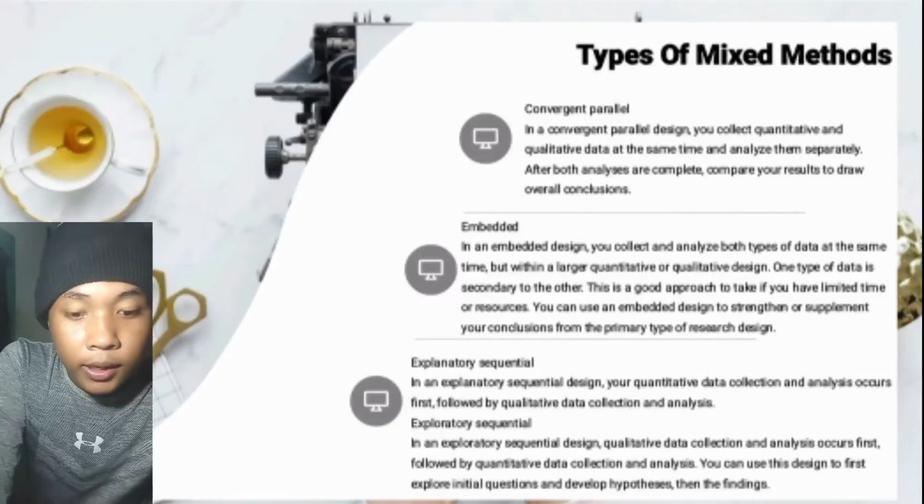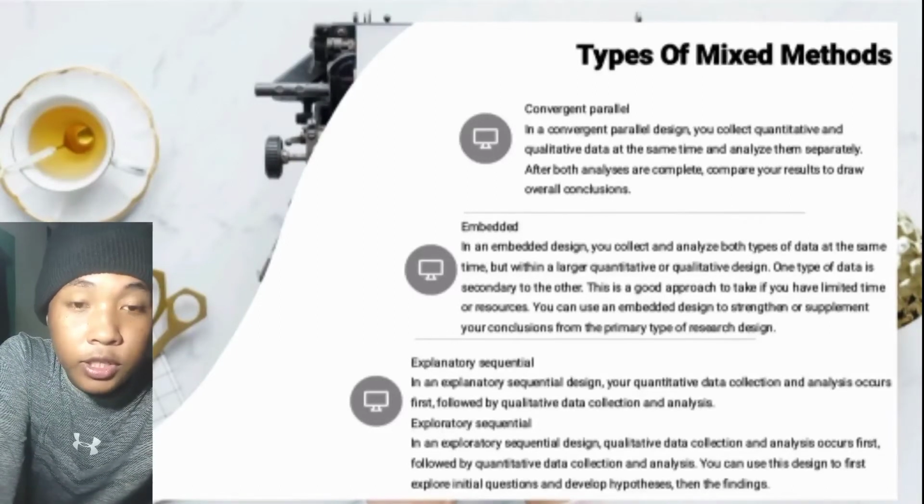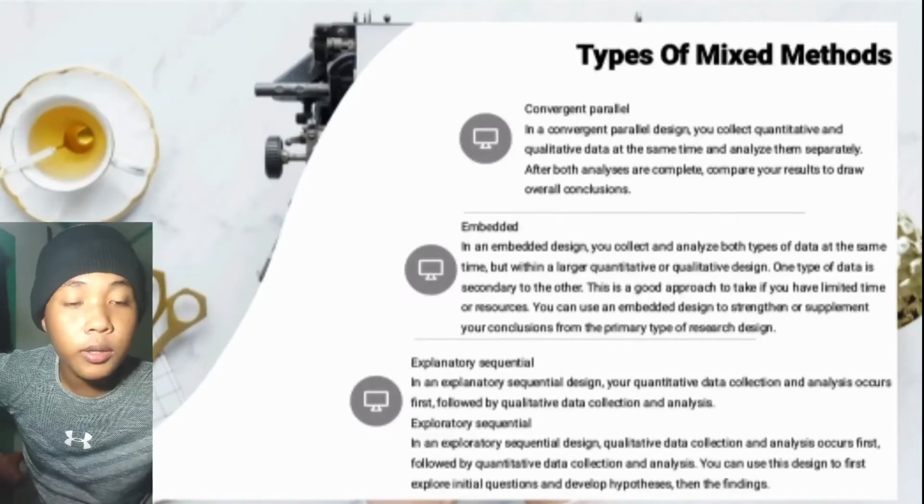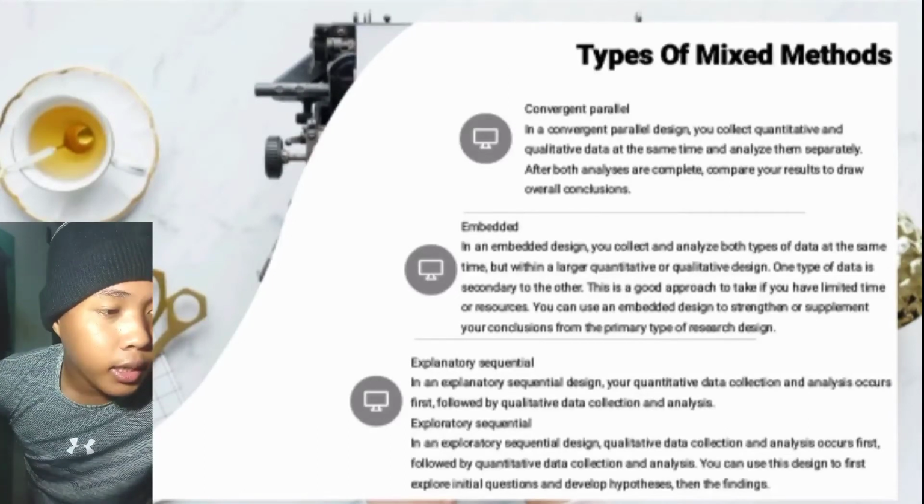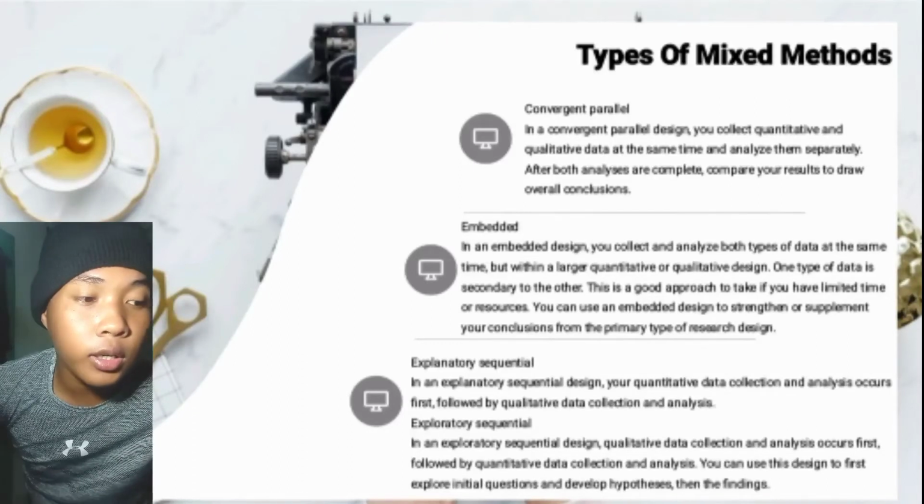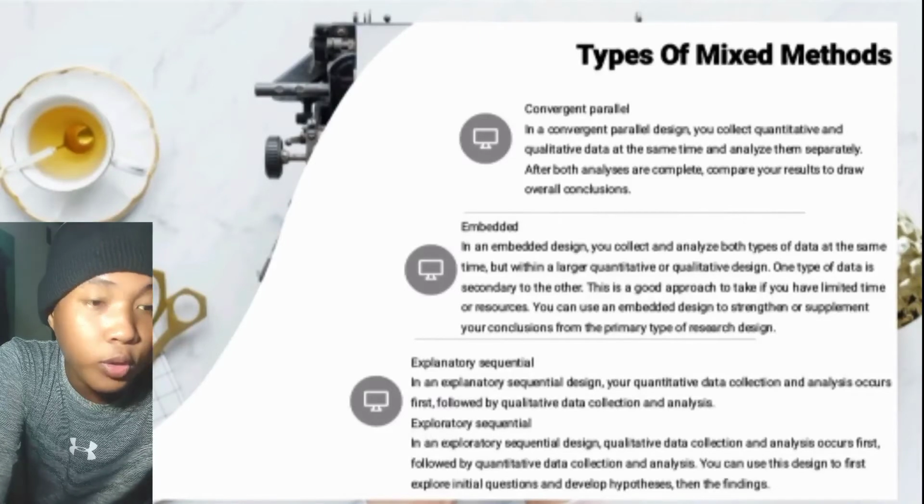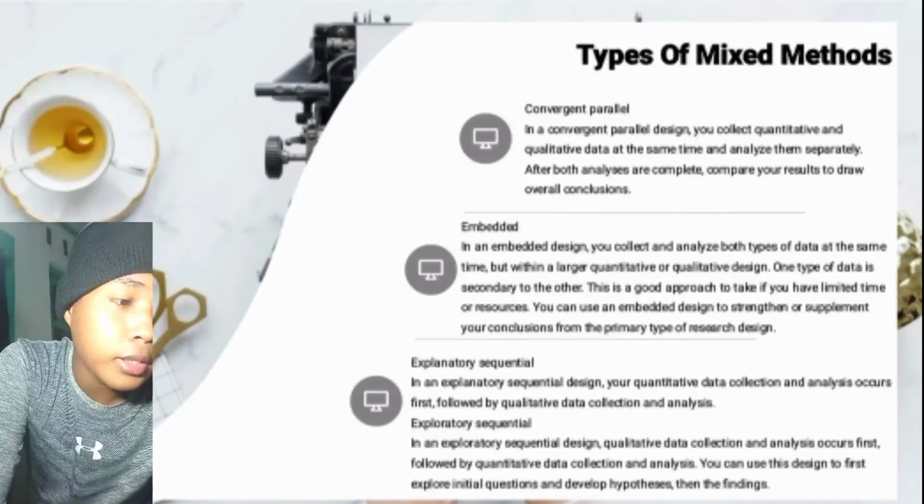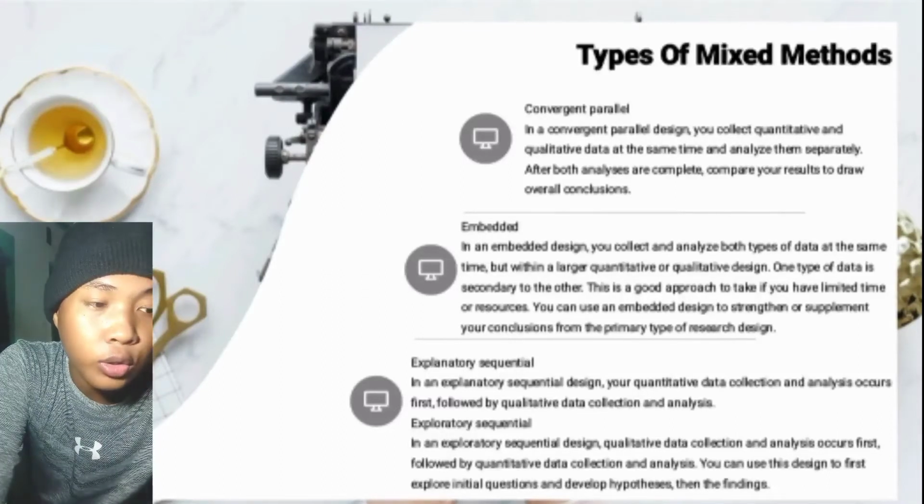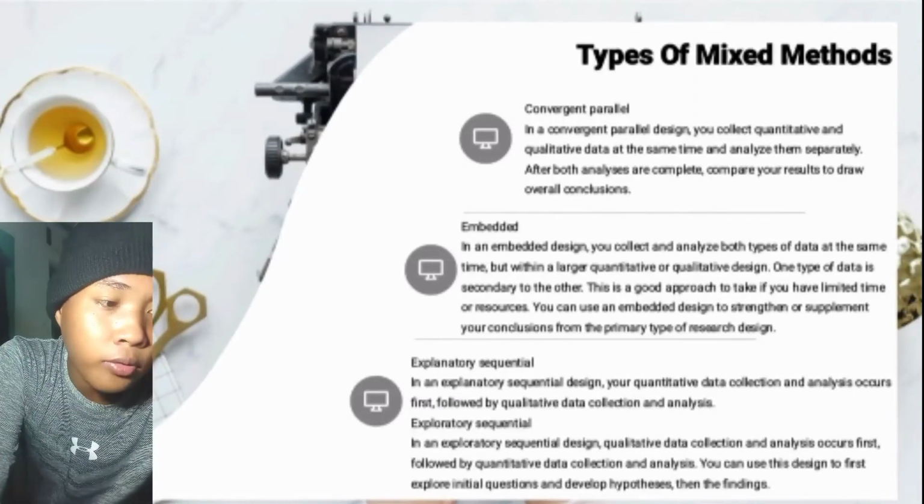Second, embedded design. You collect and analyze both types of data, but one type is primary and the other is secondary. This is a good approach to take if you have limited time for research. You can use an embedded design to strengthen or supplement your conclusions from the primary type of research design.